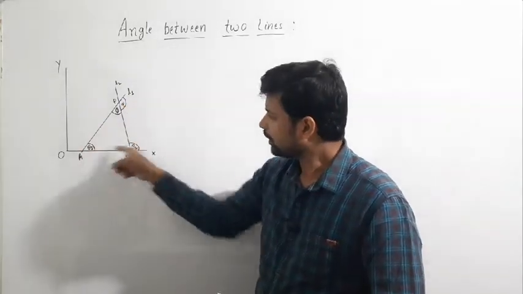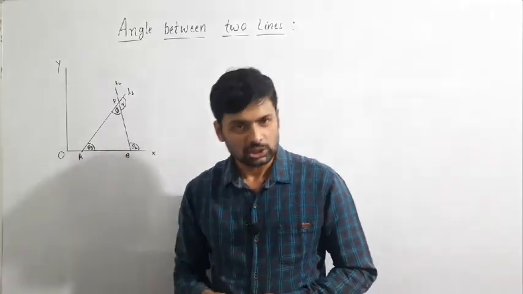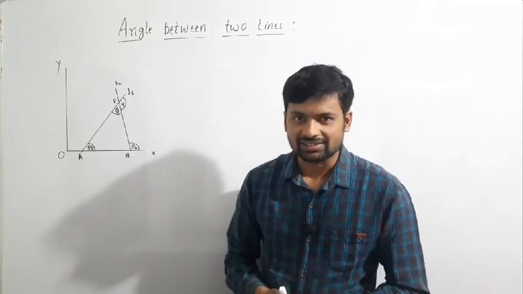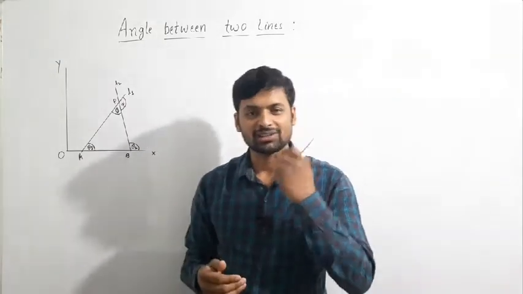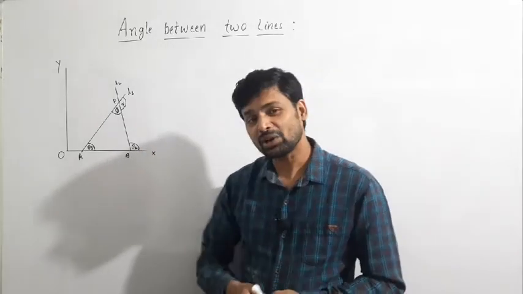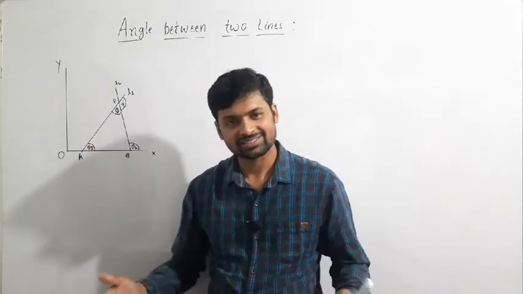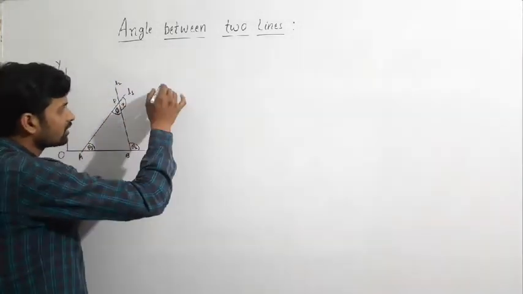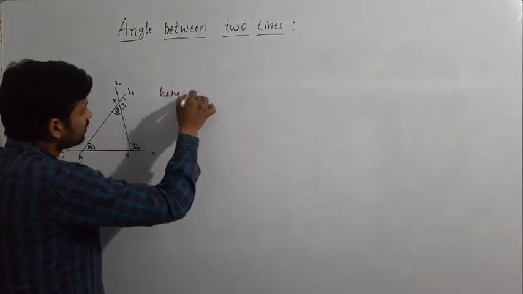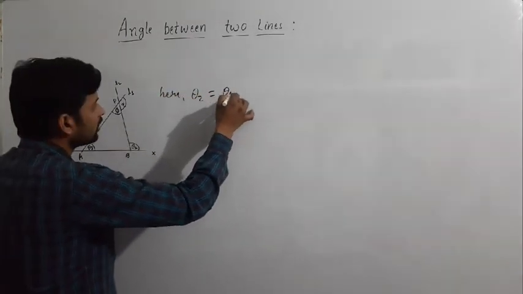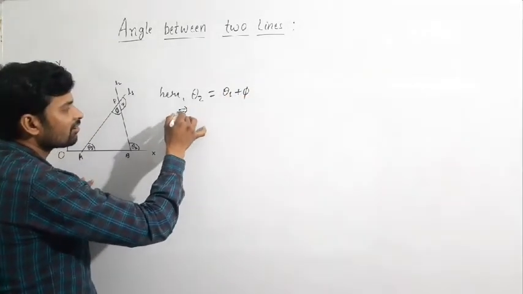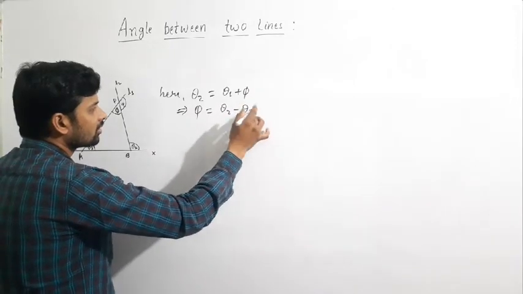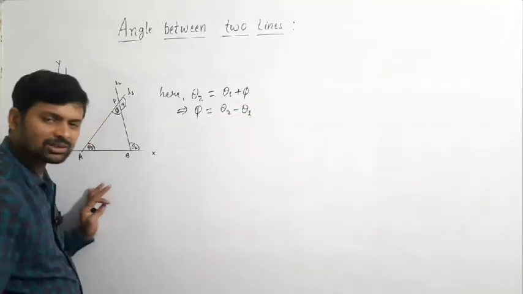Here in the triangle PAB, we have theta2 as the exterior angle, and phi and theta1 are the two opposite interior angles. We know by the exterior angle formula that theta2 is always equal to theta1 plus phi. Is that clear? Yes, of course. So we can easily write phi is equal to theta2 minus theta1.